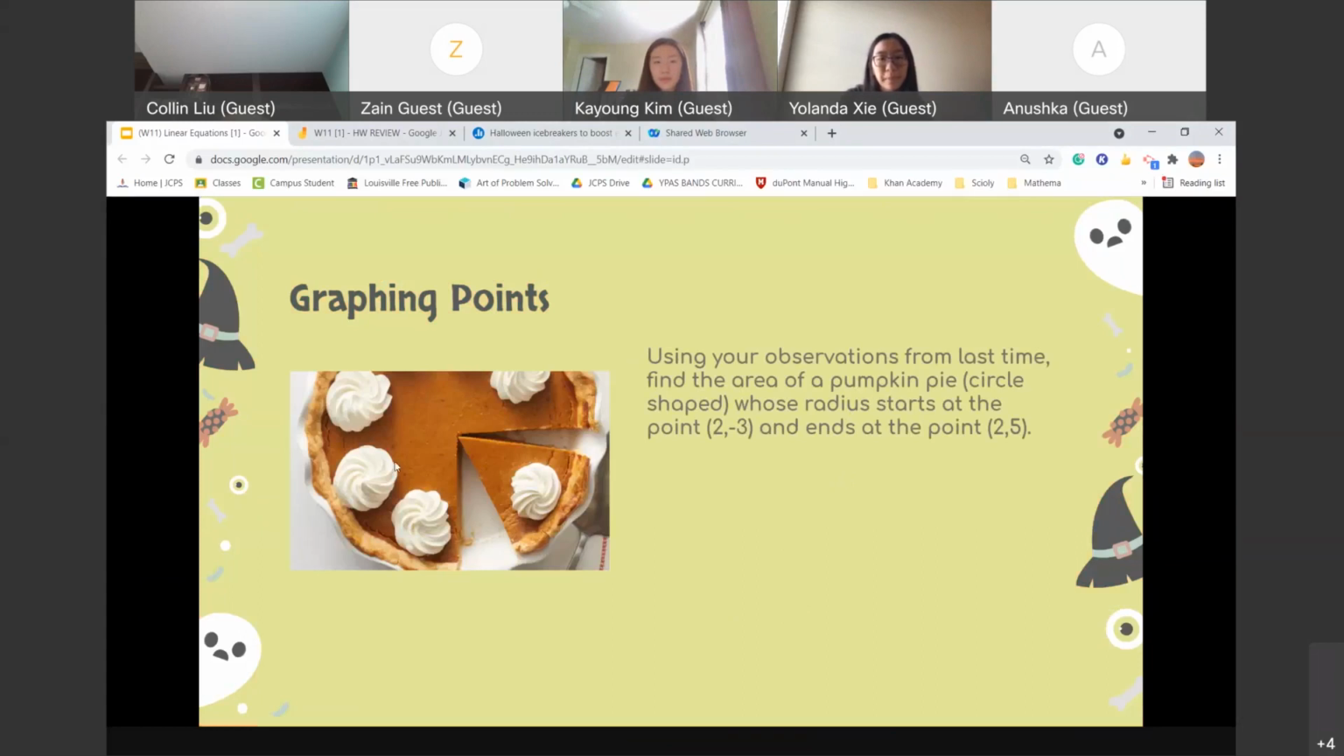Oh, so this is a little more practice. This is a nice pumpkin pie. Using your observations from last time, find the area of a pumpkin pie that's in a perfect circle, whose radius starts at the point 2, negative 3, and ends at the point 2, 5. When we were doing the triangle, we saw that the x-coordinates and the y-coordinates had relationships that led to the lengths. So if you can, visualize it in your head, and try to find the area of a circle.